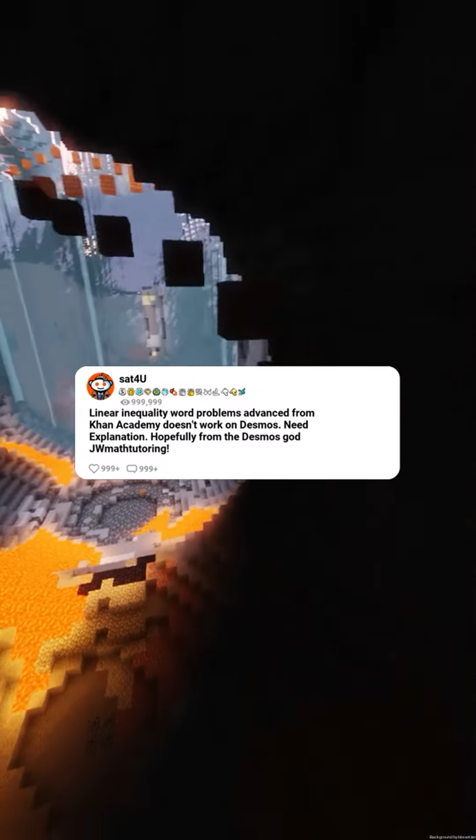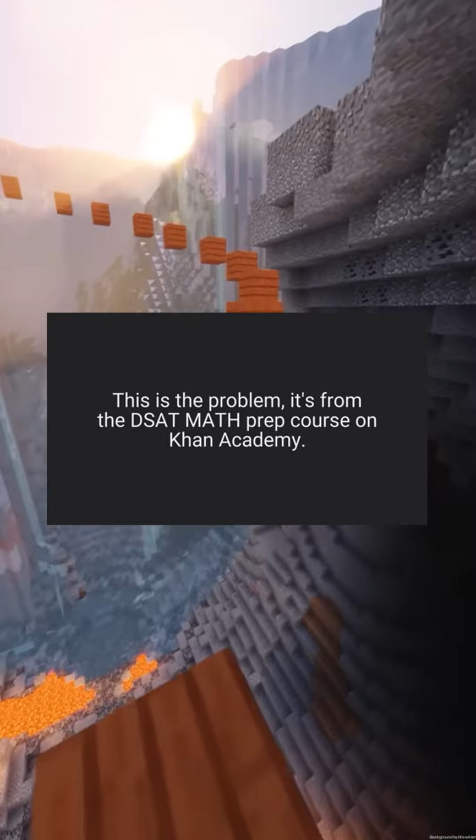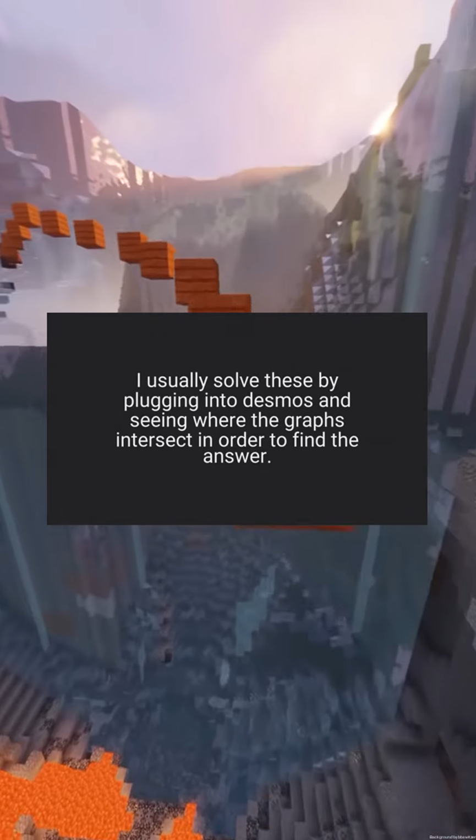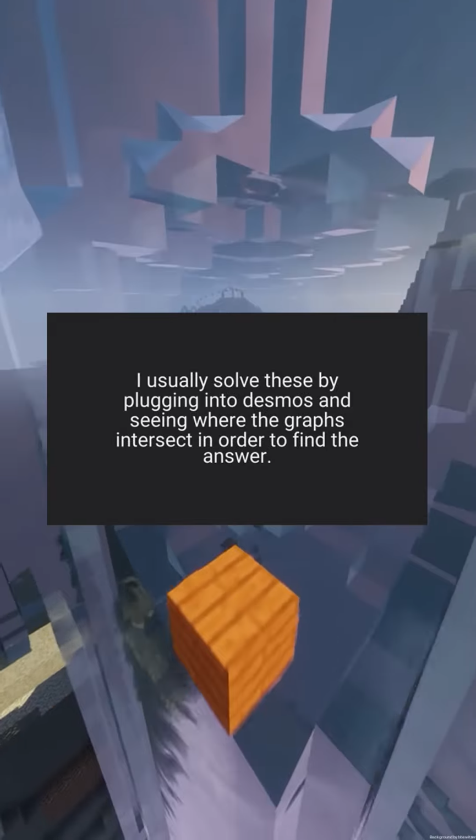Linear inequality word problems (advanced) from Khan Academy doesn't work on Desmos. Need explanation, hopefully from the Desmos God Math tutoring. This is the problem, it's from the DSAT math prep course on Khan Academy. I usually solve these by plugging into Desmos and seeing where the graphs intersect in order to find the answer.